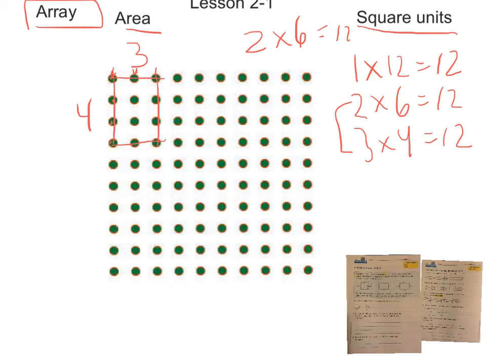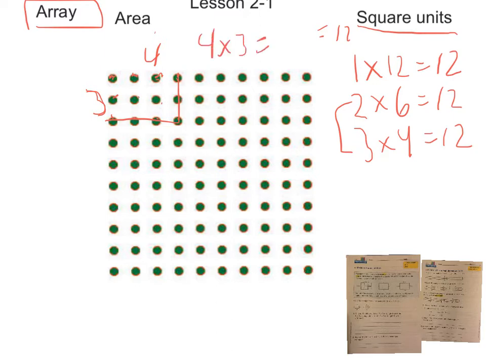We have 1, 2, 3, 4, 5, 6, 7, 8, 9, 10, 11, 12, because we have 3 times 4. Another way to represent 3 by 4, same way as 2 by 6, is you can do it the opposite way. You could do 4 up top, 2, 3, 4 by 1, 2, 3, and that would give you, if you count them all, 1, 2, 3, 4, 5, 6, 7, 8, 9, 10, 11, 12. So that's a 4 by 3 array, 4 by 3 equals 12.